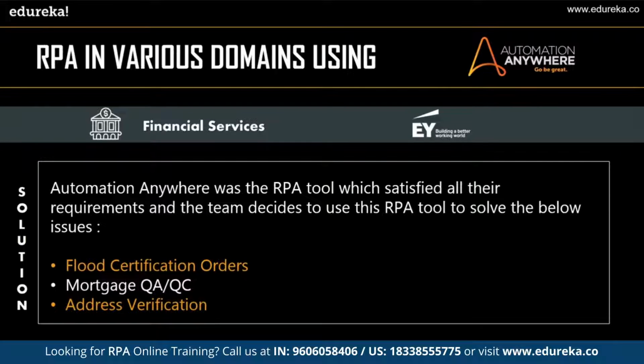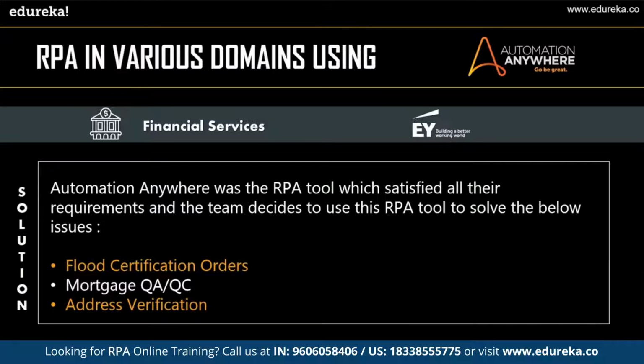So starting with the flood certification orders, since there were high volumes of flood certification orders on a daily basis, the team had to spend a huge amount of time ordering each and every flood certificate. This was because there were mainly dependency issues, as the team had to wait for the vendor to return the order and then enter the data into a system from a PDF.